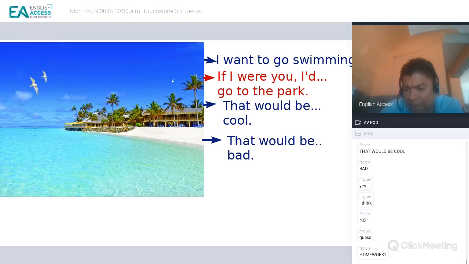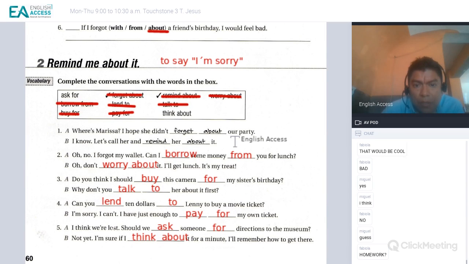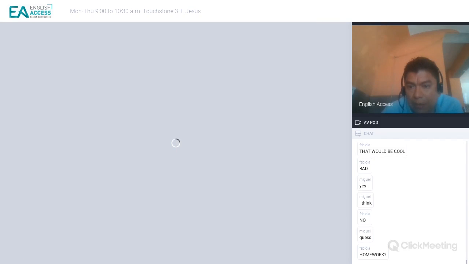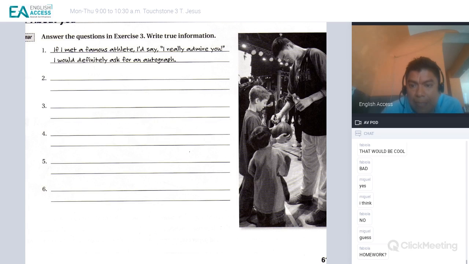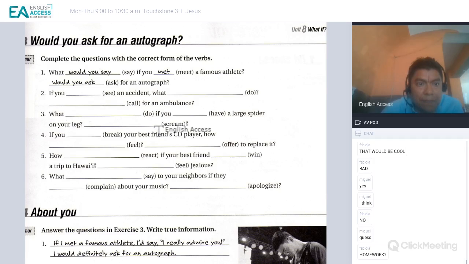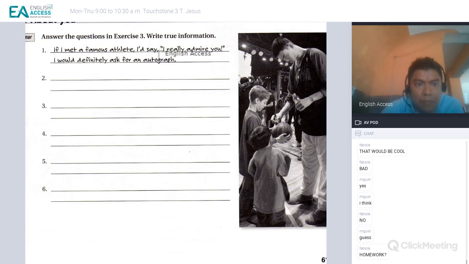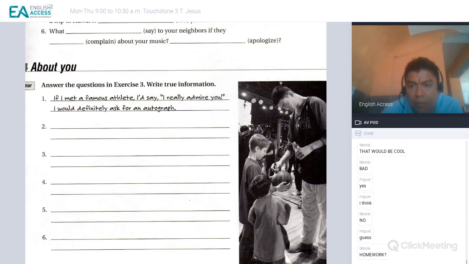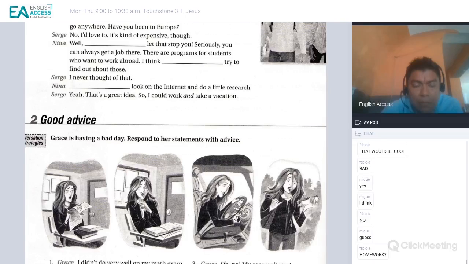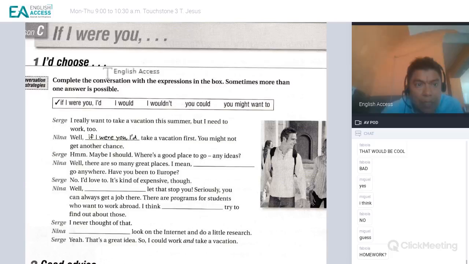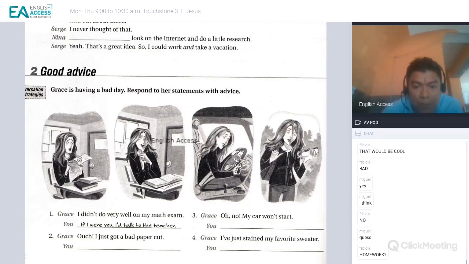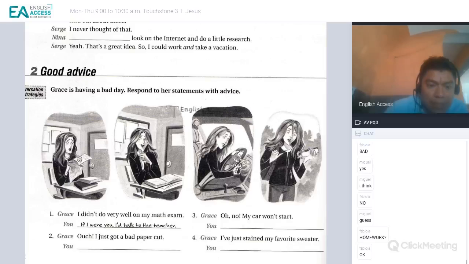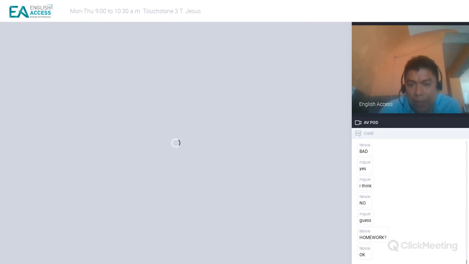Homework is the workbook. Let's check it out. Workbook. Lesson. Was this homework? Lesson C. If I were you, okay? So it's page, you can see the page 62 and 63.